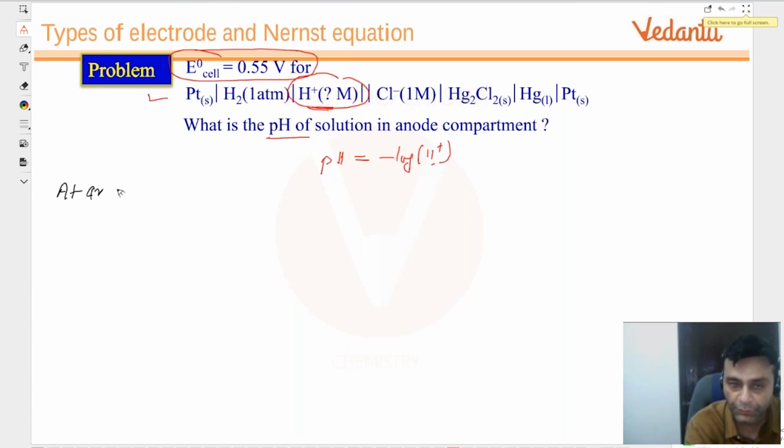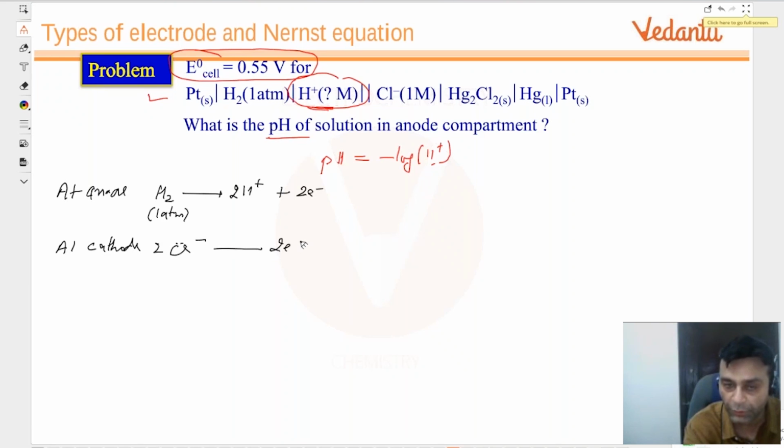At anode, this hydrogen is converting into 2 electrons, right? This is at 1 atmosphere. And at cathode, Cl negative ion loses here 2 electrons and becomes Cl2 gas. That will combine with the mercury to form Hg2Cl2. Are you getting me? I am splitting this representation into the reaction part, oxidation half reaction and the reduction half reaction.